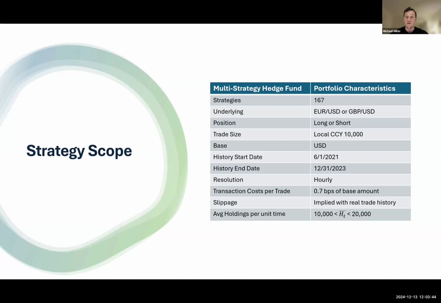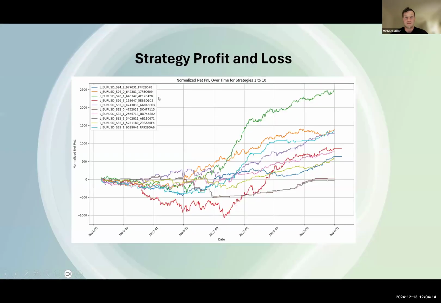And we used about 2.5 years of history with a resolution of hourly data. Each transaction has 0.7 bips on the base amount, and slippage is implied since we are using real trade history. So since there's only about one trade open at a time per strategy, you'll have on average 10,000 to 20,000 of base currency on your holdings at a given moment per strategy. Here is just a quick example of the strategy profit and loss.